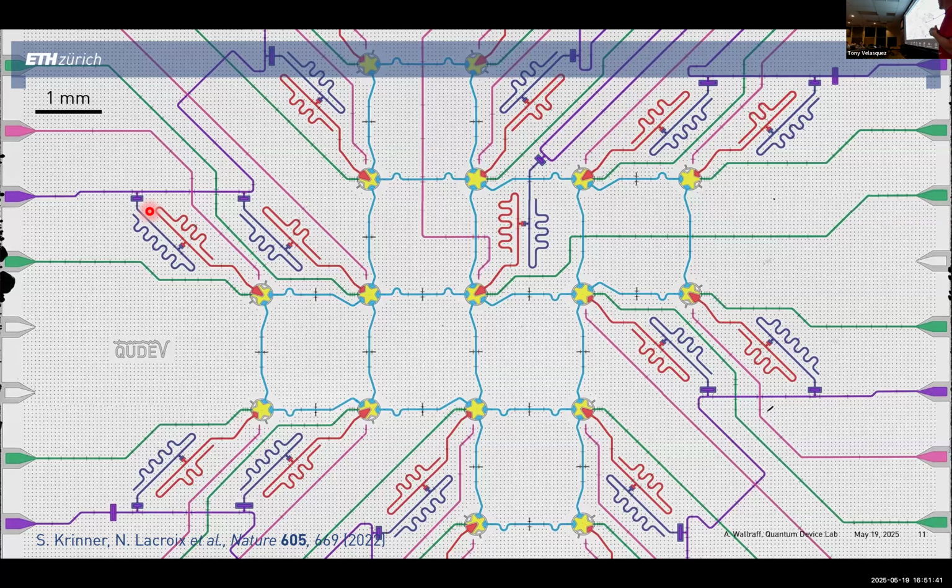And an interesting question to work on is how to bring more multiplexing technology to these types of devices, so that you can control more qubits and read out more qubits with less wiring.